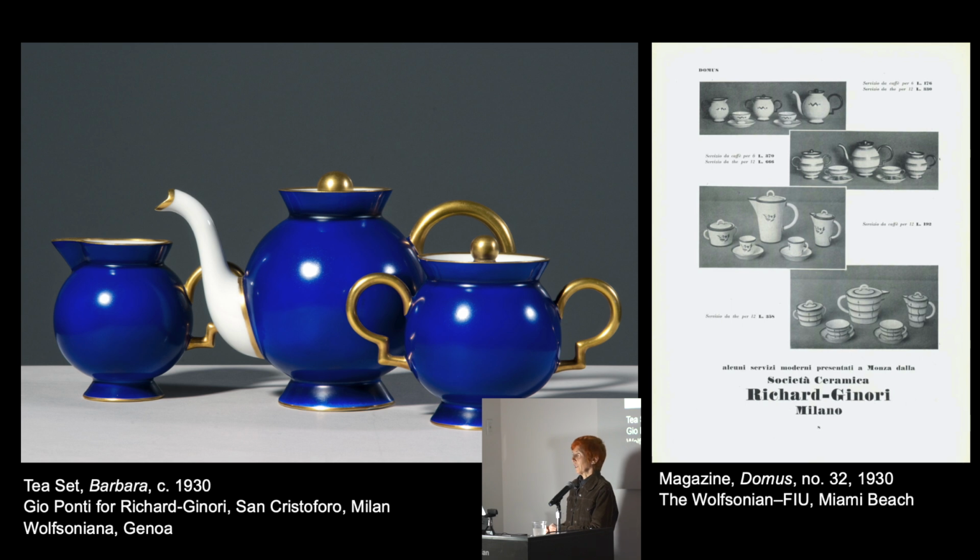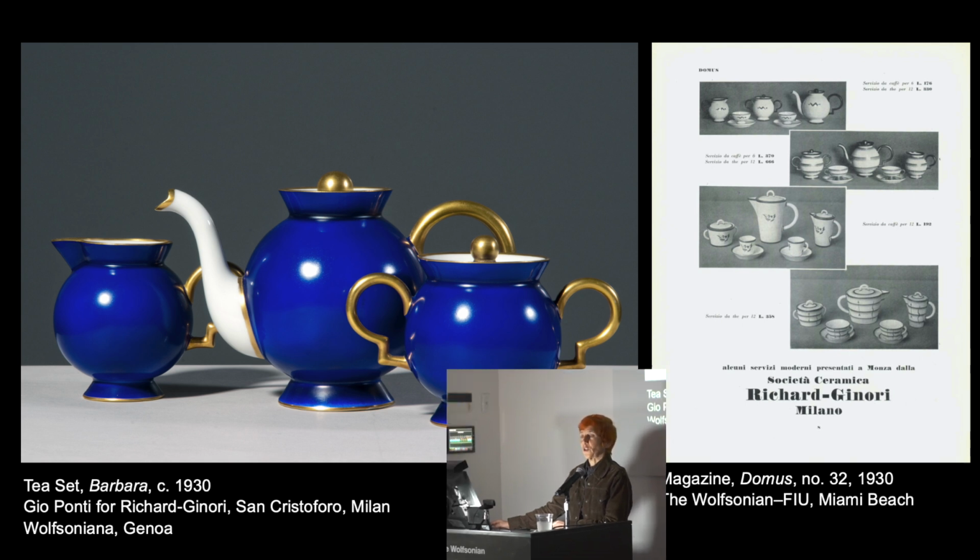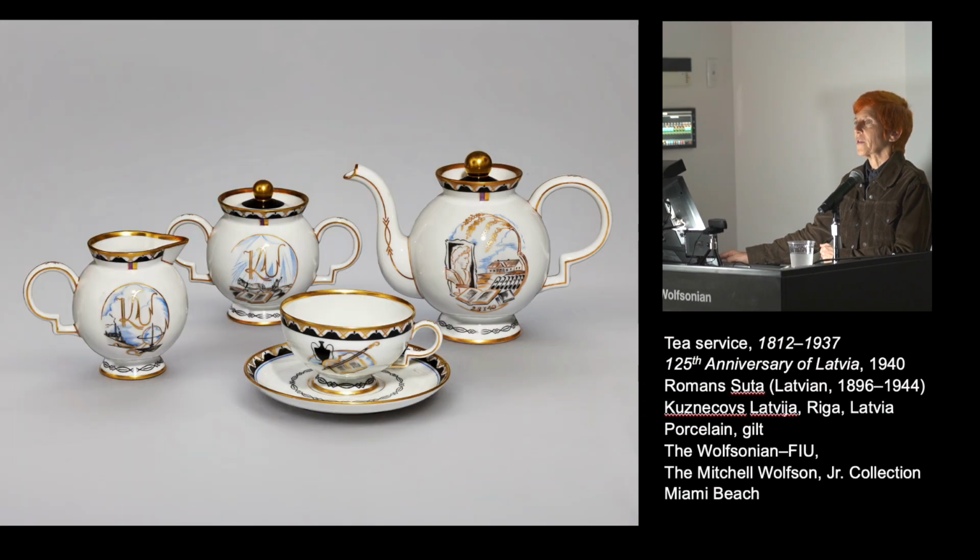And again, talking of strong colors, this is a very interesting set by Gio Ponti called Barbara, and it's in the collection of Genoa. And then you can see it was produced in Riga, so by a Latvian artist. And we can see how the shapes were influenced and copied by artists all over Europe in this case.